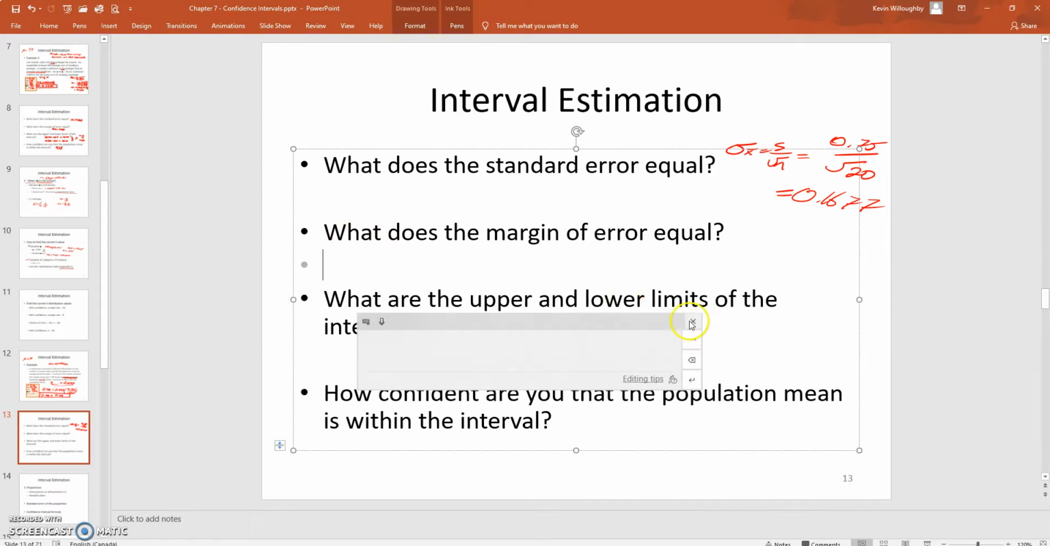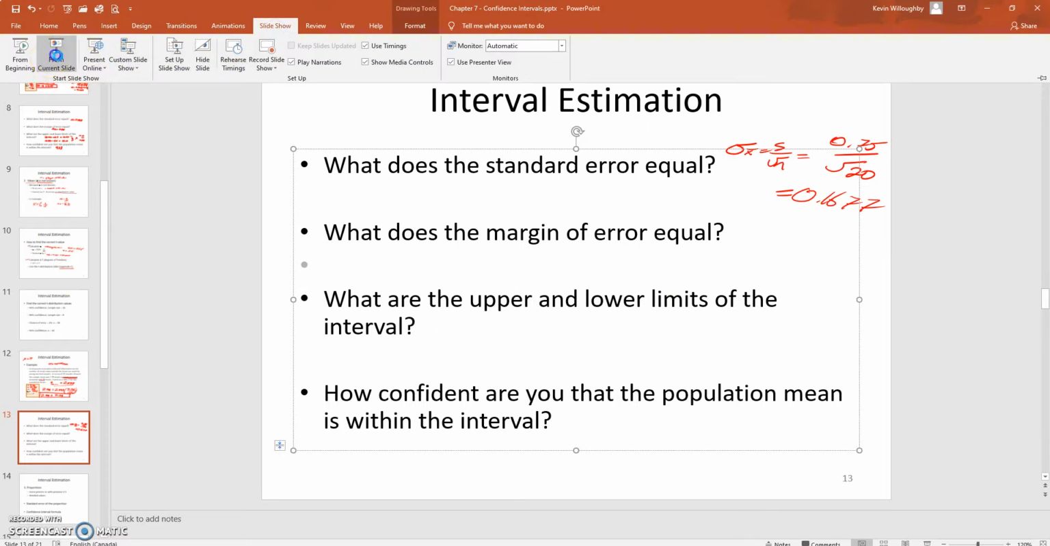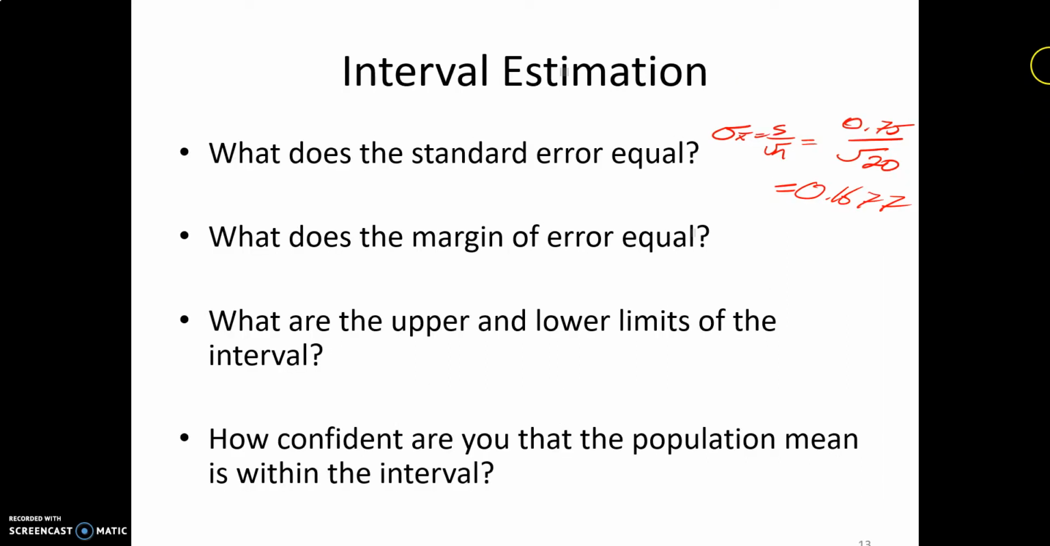Margin of error would equal the t-value 2.539 times the standard error 0.1677, so that equals 0.43.